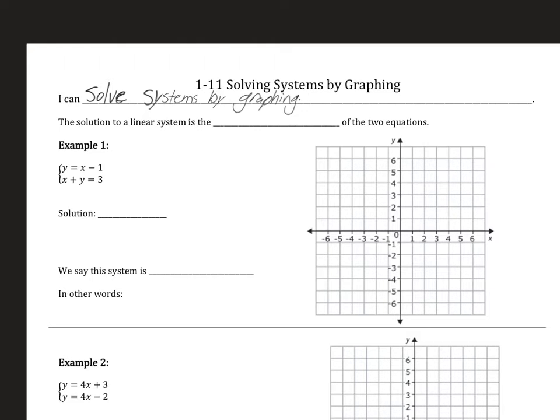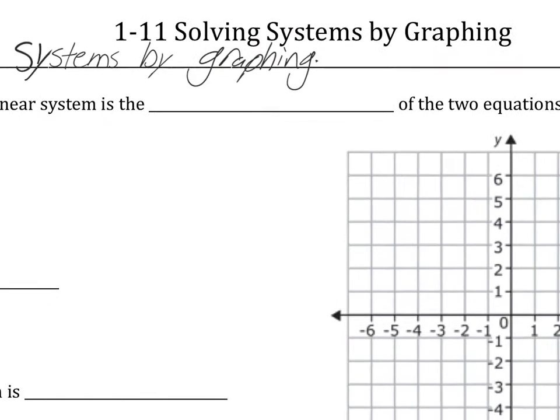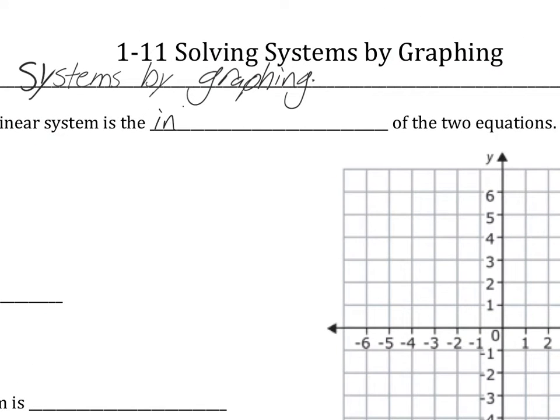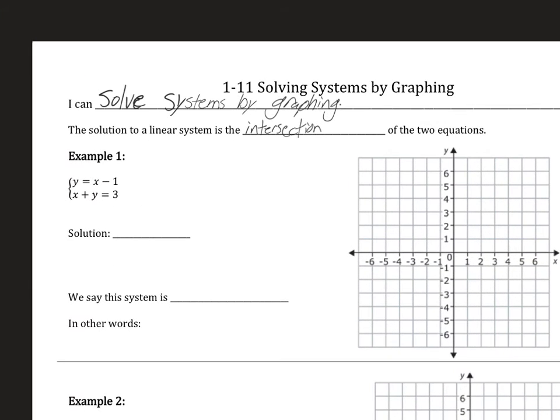Okay, so the solution to a linear system is the intersection of the two equations. The solution to a linear system is the intersection of two equations, so where they cross.